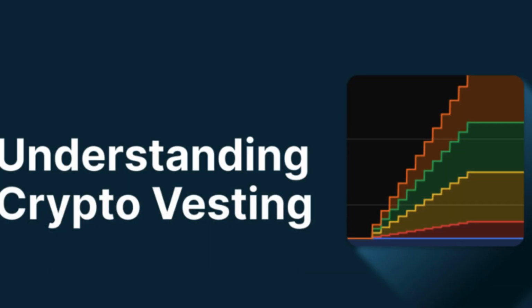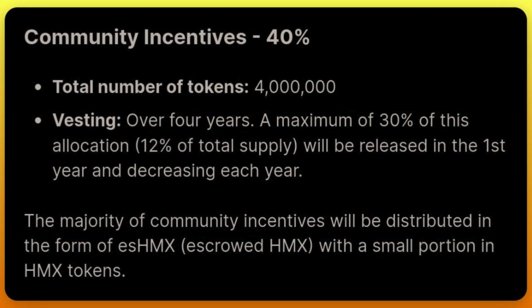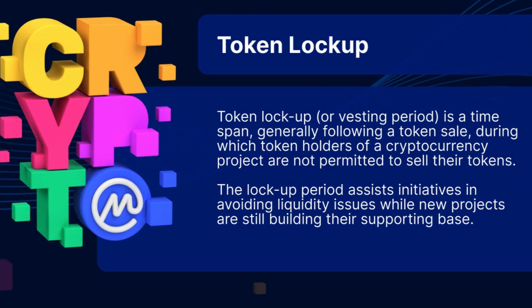6. Token vesting and lockups. Founders and advisors. Tokenomics typically includes vesting schedules for founders, team members, and advisors to align their interests with the project's long-term success. Community incentives. Vesting and lockup periods may also apply to community incentives and token distribution to prevent rapid sell-offs.